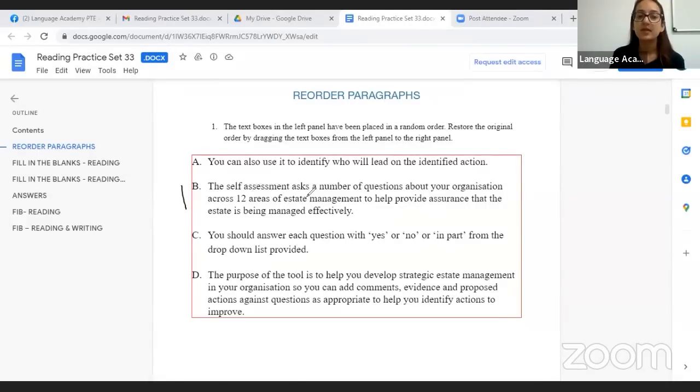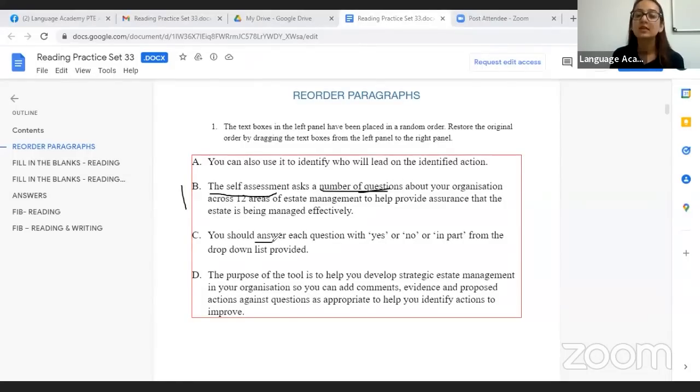The self-assessment asks a number of questions about your organization across 12 areas of estate management to help provide assurance that the estate is being managed effectively. So we are basically talking about the self-assessment, which asks questions. So now most of you have written C after that because question and answer is what you are linking together.